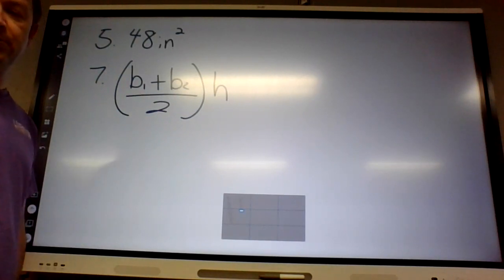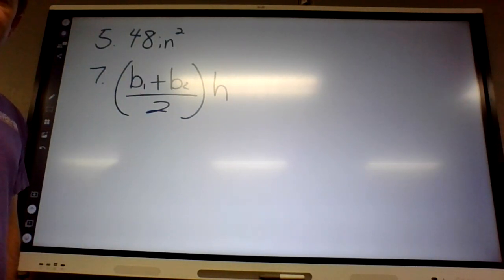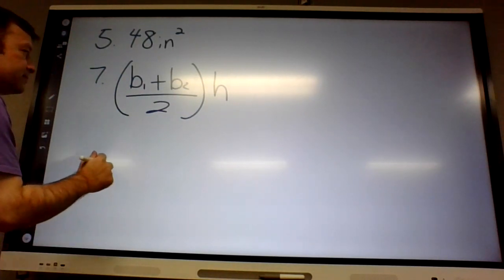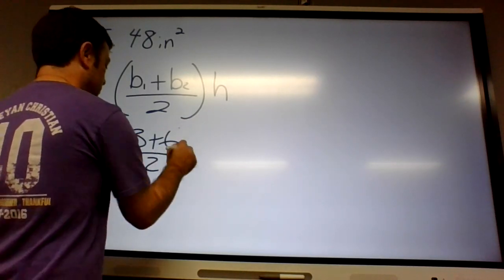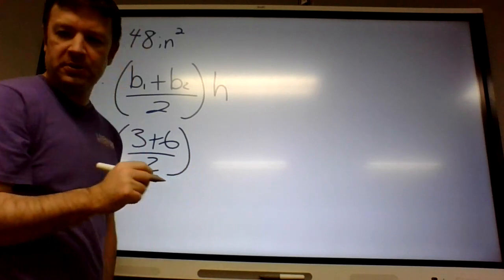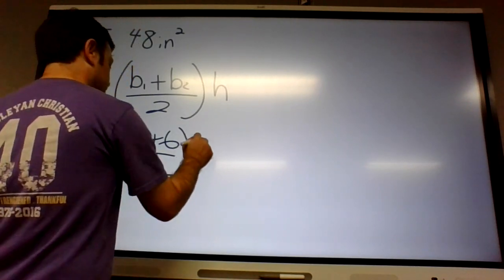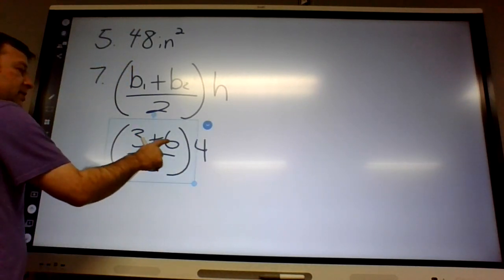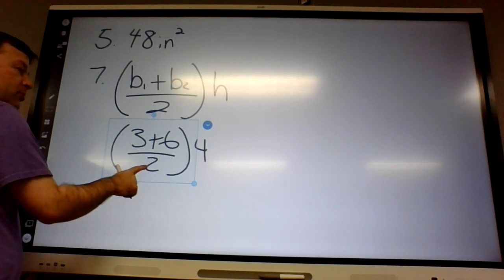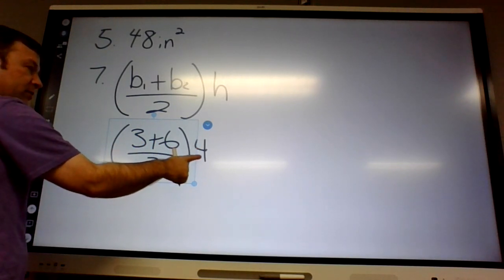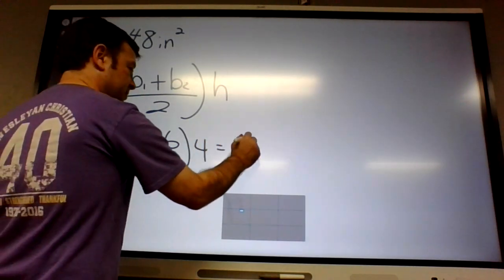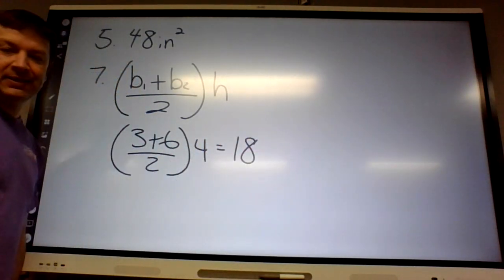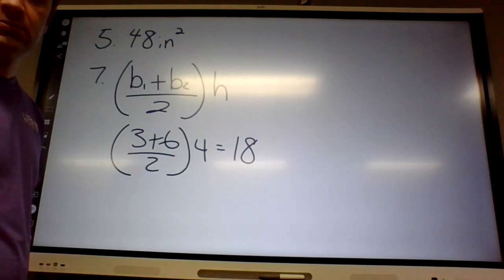Okay, so tell me what it is with the numbers plugged in. 3 plus 6 is 9 divided by 2 is 4.5. What's the height? 4. Okay, yeah. 4 times 4 is 16. 0.5 times 4 is 2. So that makes 16 and 2 make 18 meters squared.